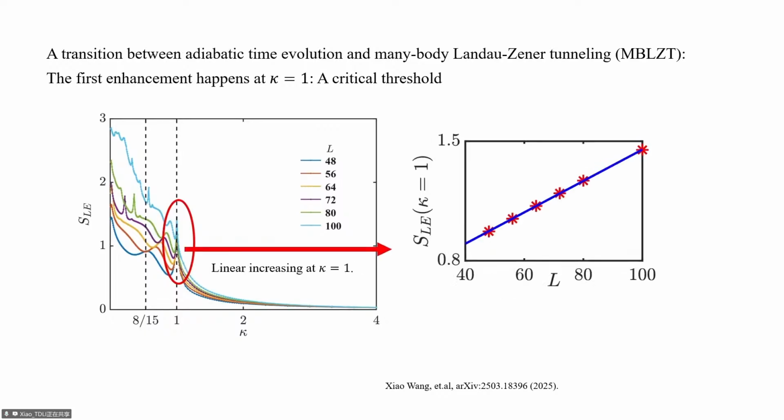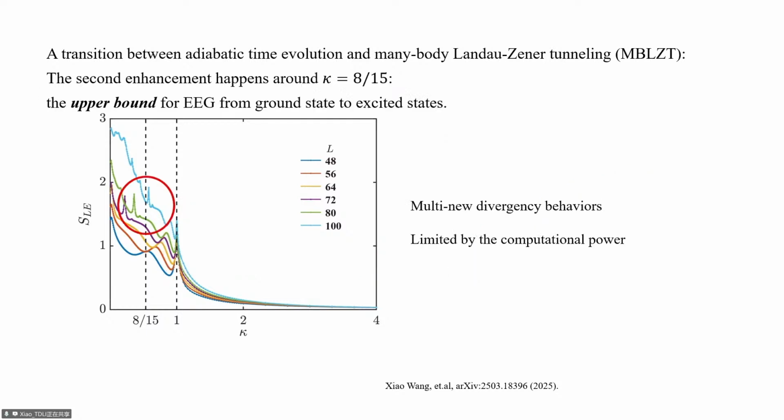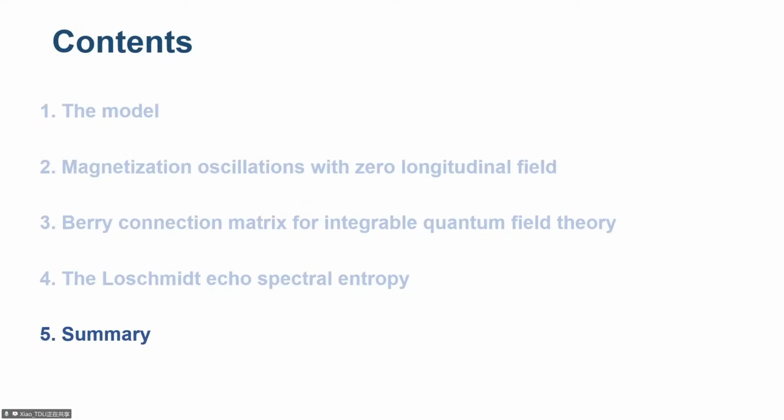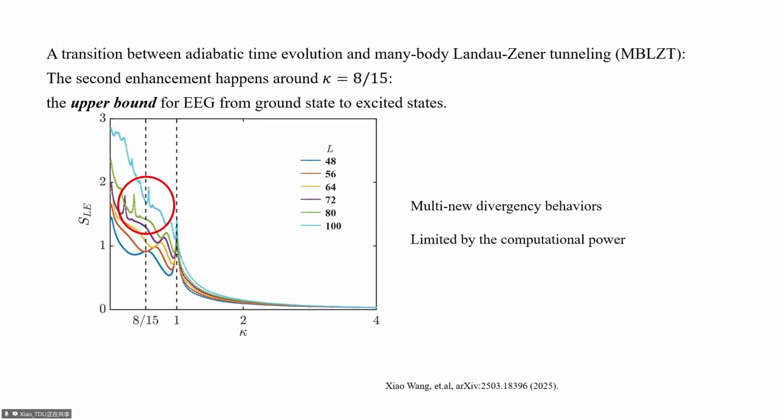And exactly at this point, you have this linear growth. For kappa around this n over 15, you have multi-new divergent behavior. However, limited by the computational power, we cannot really make further predictions with larger system sizes. So this is limited by our ability of computation. But somehow we can still see that there will be multi-new divergent behaviors around this point.